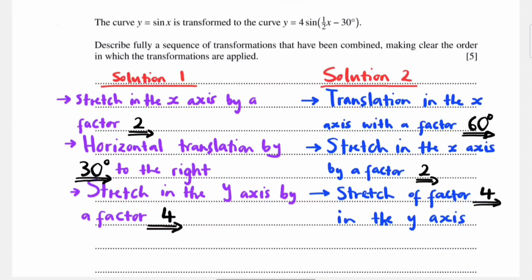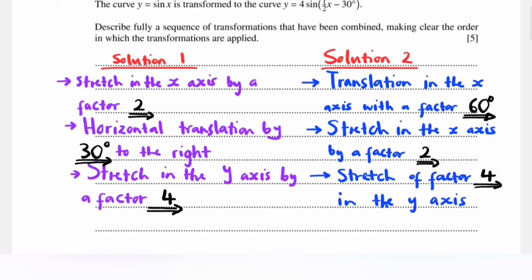Hi guys, in this video I have a question on transformations of trigonometric graphs and two solutions to it. I'm going to walk you through each one of these two solutions, then I give you the one which I think is the best to consider for similar questions. And with that being said, let's start off by understanding the question that we have.